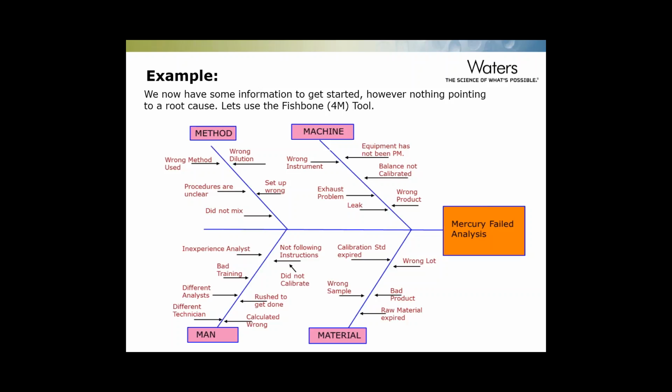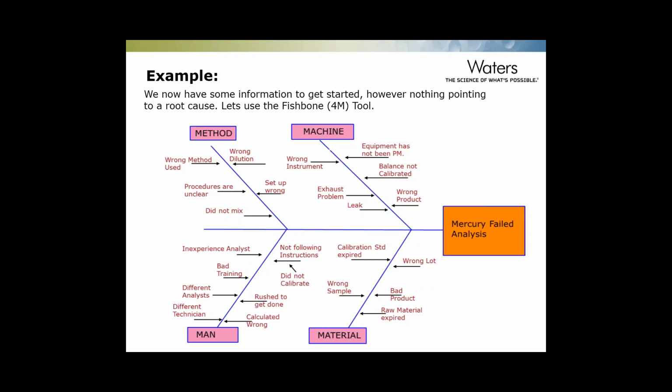So if we look at method, right? Did we use a wrong dilution? Did we set up things wrong? Are our procedures unclear? Do we have clear written procedures? Did we not mix and homogenize the product correctly? Was the wrong method used in the manufacturing of the process? Was the wrong method used in analyzing the process?